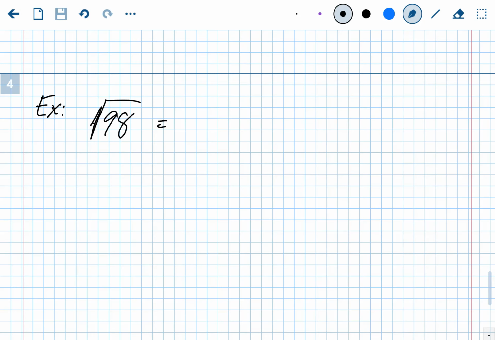So one thing, if you're having trouble thinking of perfect square factors that go into the number, you could just try a couple. 4 doesn't work. 9 doesn't work. 16 doesn't work. 25 doesn't work. So if you're having trouble finding that perfect square, just break it down into smaller numbers anyway. 98 is an even number, so we know 98 is divisible by 2. So you could start off by doing the square root of 2 times, and then figure out what 98 divided by 2 is. 98 divided by 2 is 49.